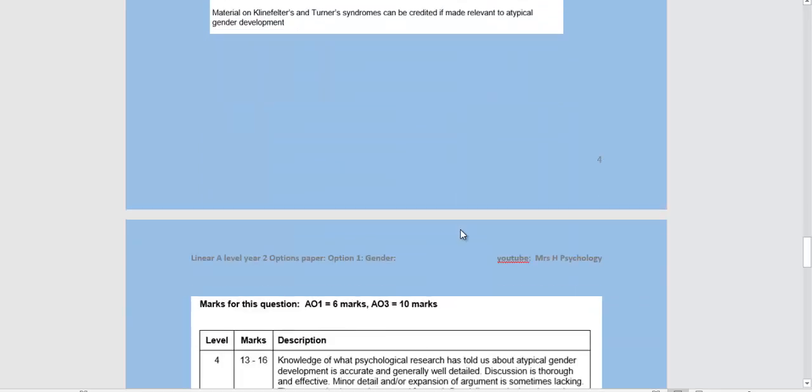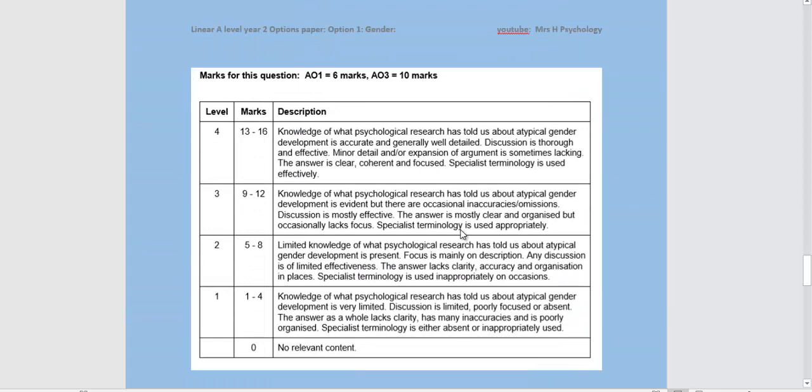So if I show you the mark scheme, the levels, first of all, if you have a look at that, you can pause the video and have a look at level 4. Obviously, this is what we're aiming for. So knowledge of what psychological research has told us is very accurate, generally well detailed. Discussion is thorough, and we've got perhaps minor lack of argument and things like that. I'm just going to show you now possibly an example of how we can start to structure an essay.